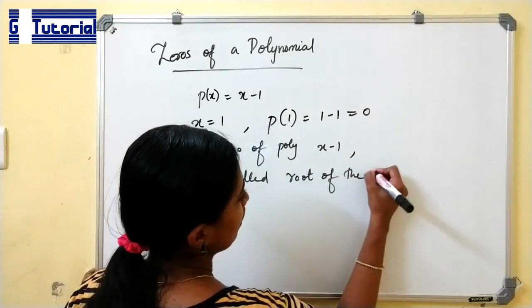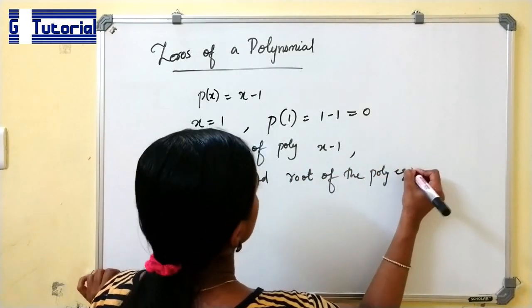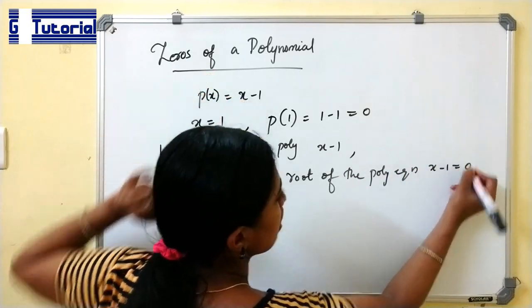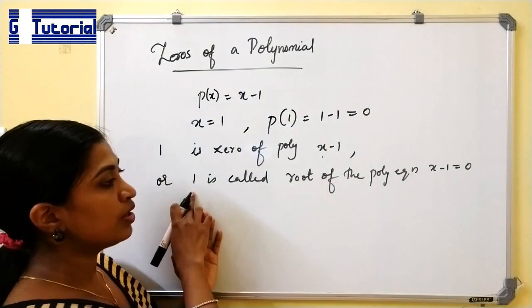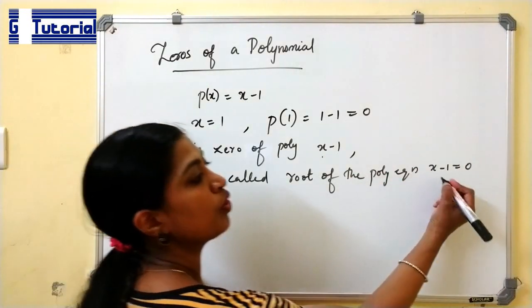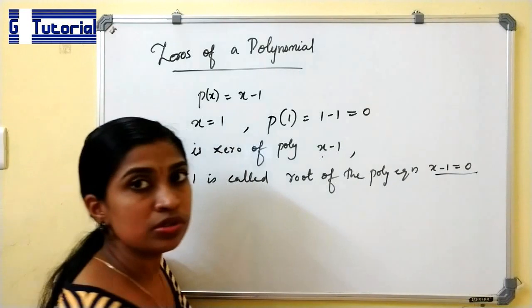So, 1 is called zero of this polynomial x minus 1, or 1 is also called root of the polynomial equation x minus 1 is equal to 0.